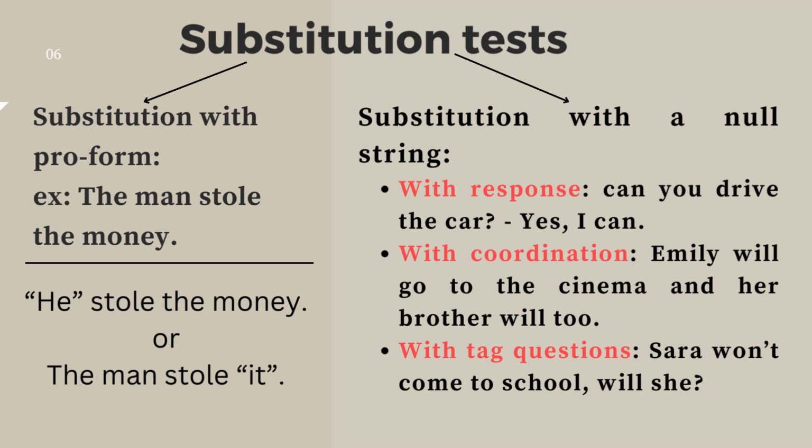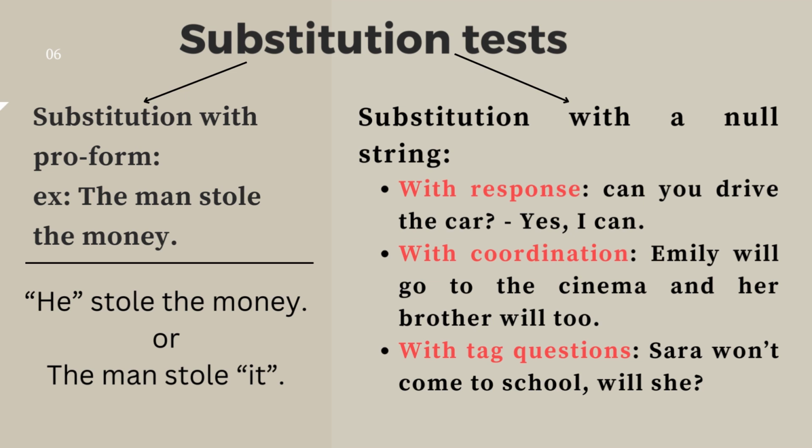For example, the man stole the money. Here I can replace the man with the pronoun he, so it becomes he stole the money. Or I can replace the money with the pronoun it, so it becomes the man stole it. Second type is substitution with a null string, and this type is usually found with verb phrases. It's similar to ellipsis or deletion, and it is found with verb phrase ellipsis with response.